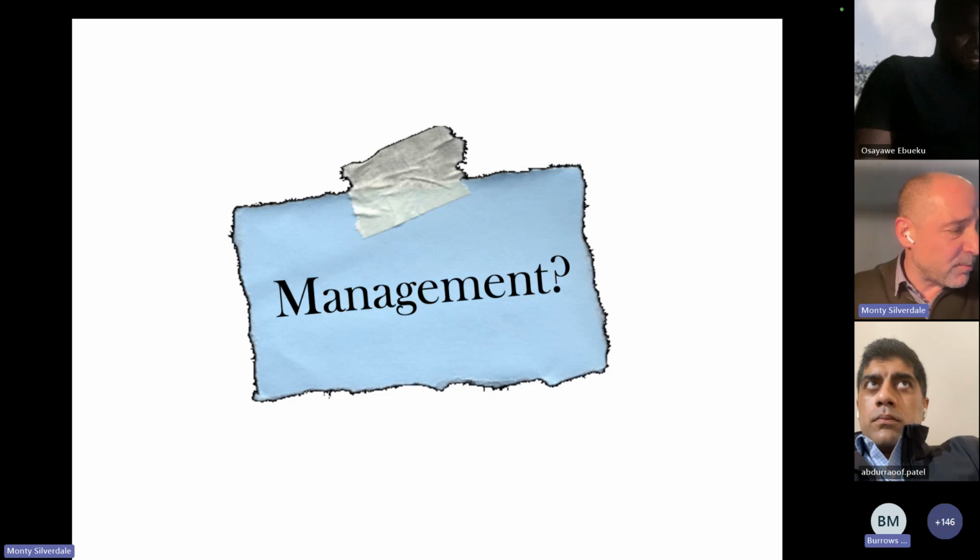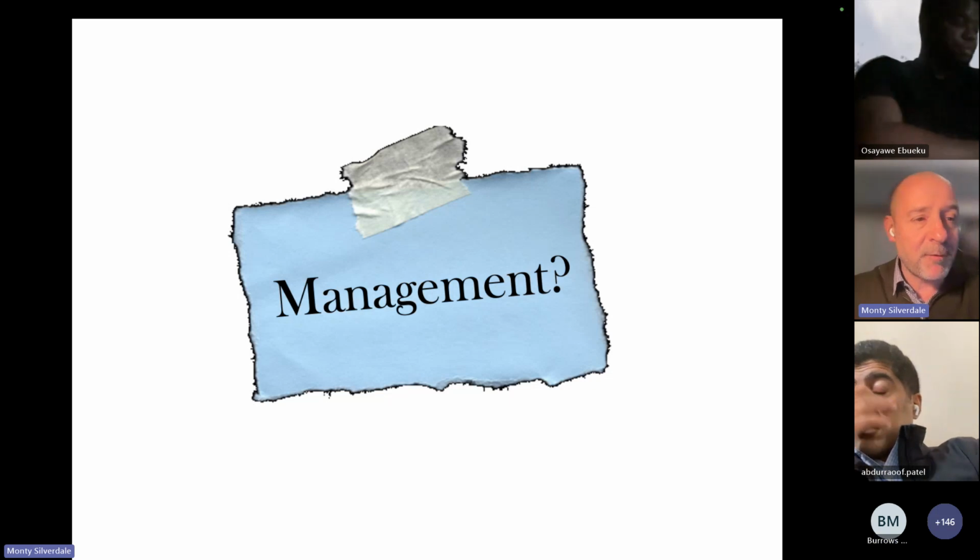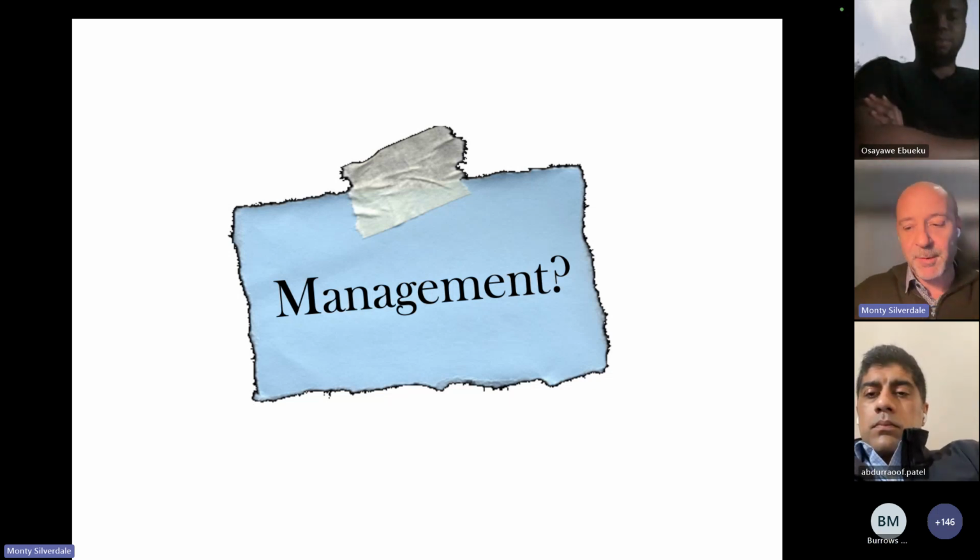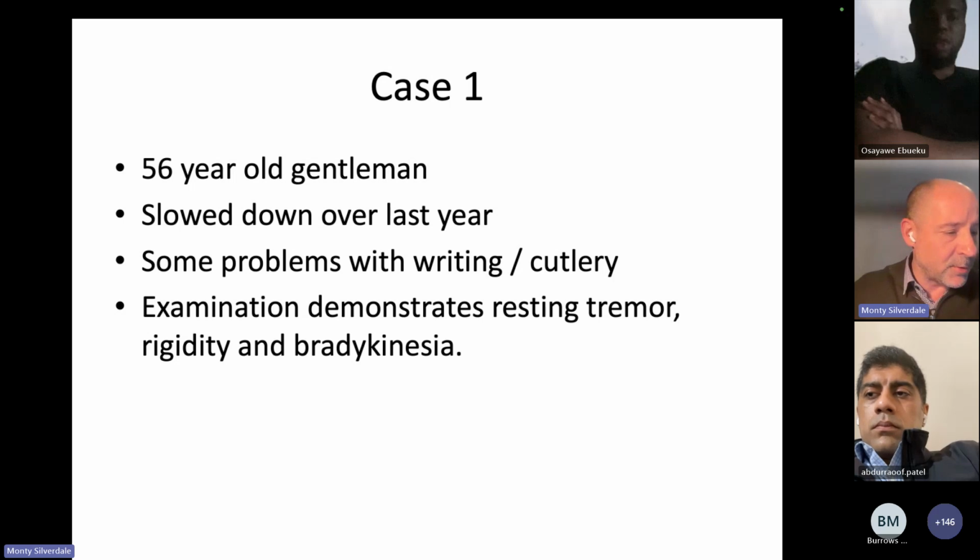I think someone says first need to confirm the diagnosis. You've examined him and he's got tremor, rigidity, bradykinesia, and he's got that typical story. He's got Parkinson's disease. That's all we do. There's no tests, there's no scans, there's no DAT scans. We don't do anything else.